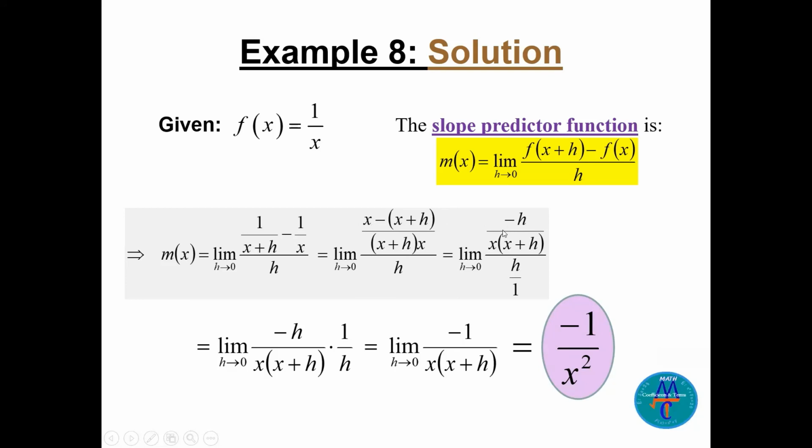You cancel x. Now here we have to use division of two fractions, remember? A over b divided by c over d, you multiply by the reciprocal, 1 over h. Cancel the h, so we have the limit of minus 1 divided by x times (x plus h) as h goes to 0. So when you simplify that, it will be minus 1 over x squared. This is the formula we use for the slope at any point for this function.